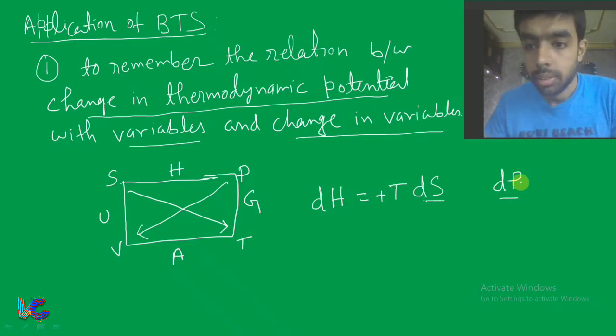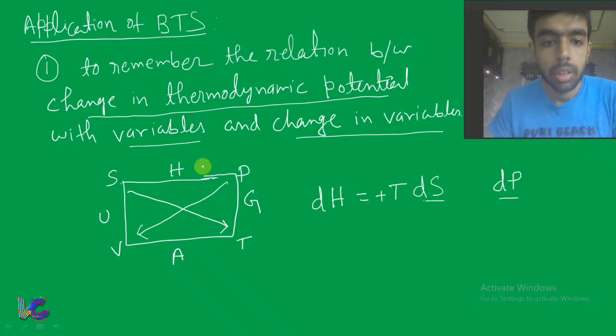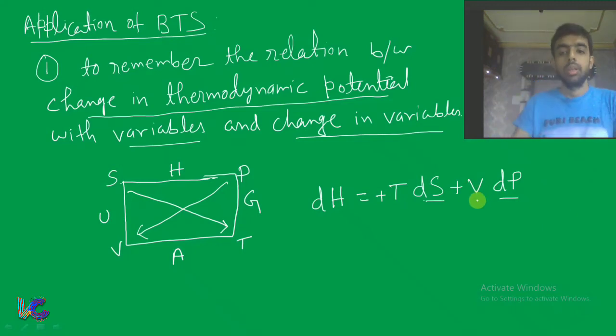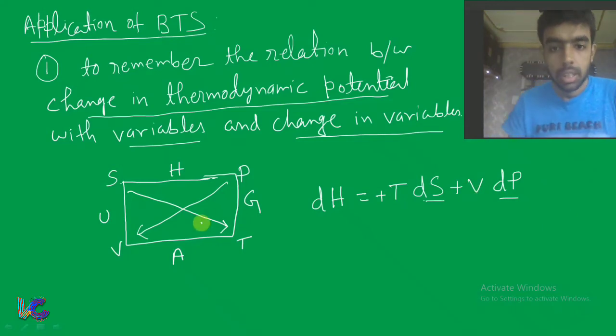Now let's talk about here dP. That means P. So from P, the arrow is moving away. That means there will be a positive sign, and the arrow is going to V. That means there will be VdP. So I hope this is clear to you. Now I will do the other three also. It will be more clear to you.